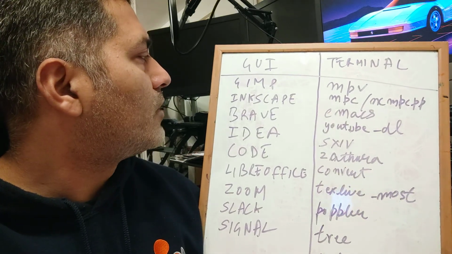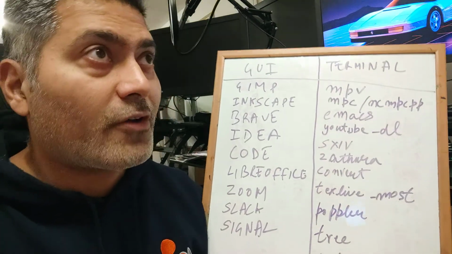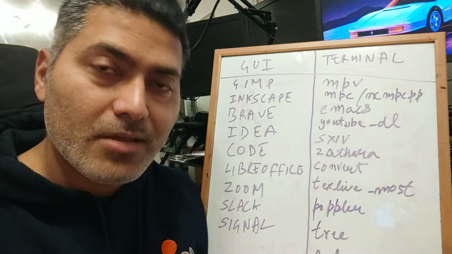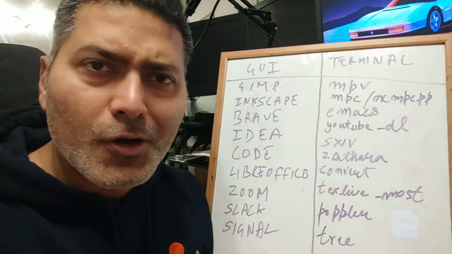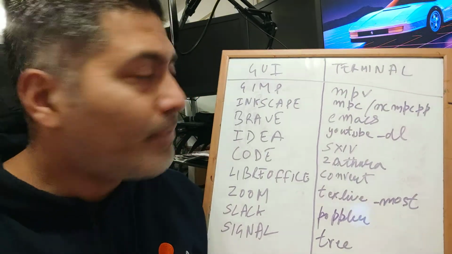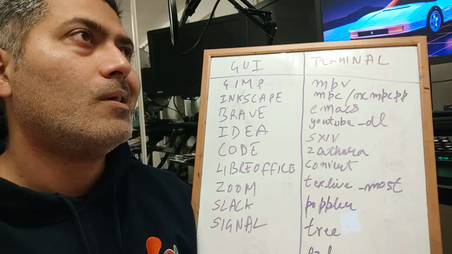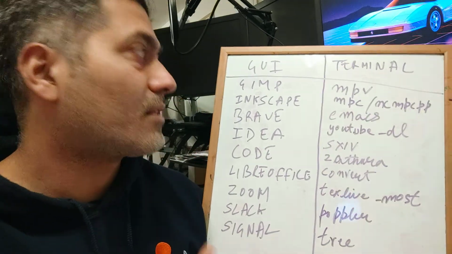So the third one or the next one is Inkscape. So I do a lot of, or I used to do a lot of graphic designing, vector graphic designing, and usually people do it in Corel Draw or Illustrator, but you can use Inkscape if you want. So, for example, if you want to make a logo or banner, you can do it using Inkscape.